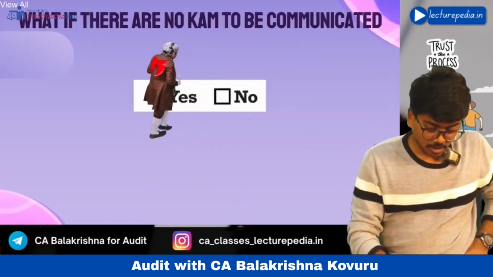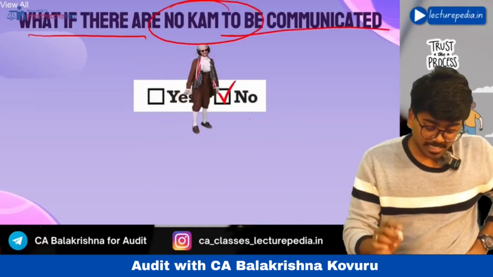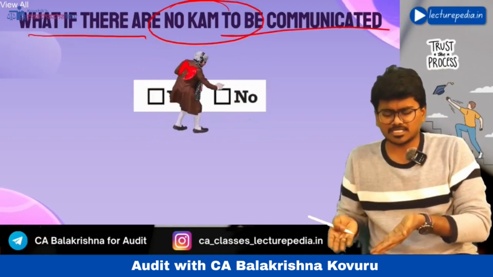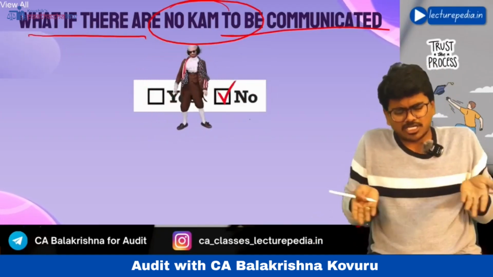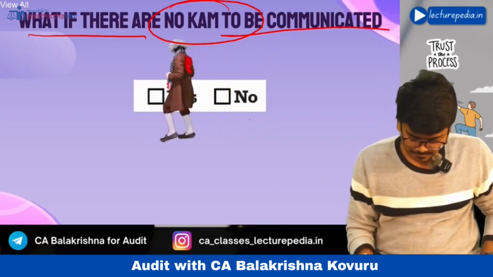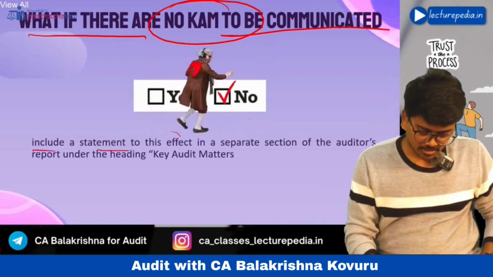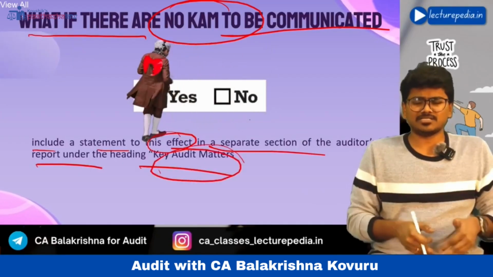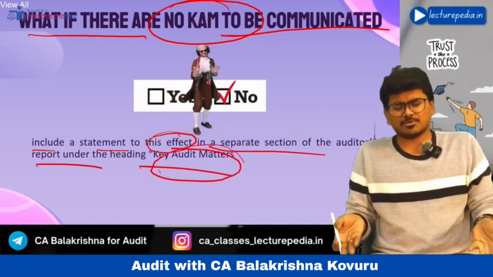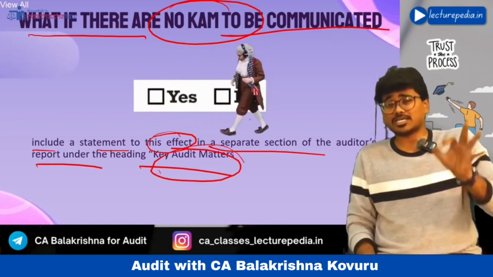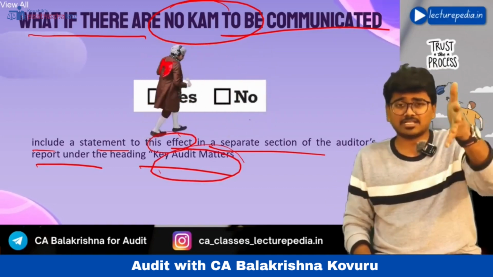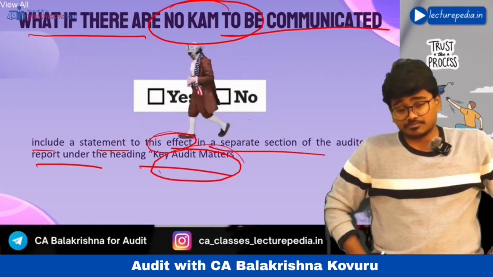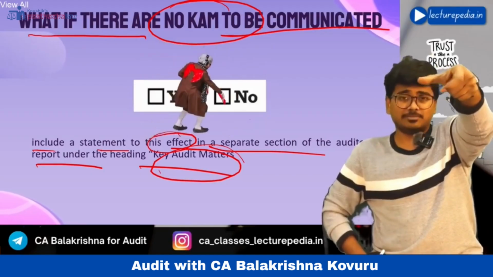Next, what if there are no key audit matters to be communicated? In case of a listed entity, if there are no key audit matters to be communicated, then you have to specify that there are no key audit matters to be communicated. Include a statement to this effect in a separate section of the auditor's report under the heading key audit matters. Under key audit matters, you have to say that there are no matters to be communicated as key audit matters, but you have to include the key audit matter paragraph in the audit report of a listed entity. You cannot skip that paragraph. You must include the key audit matter paragraph.